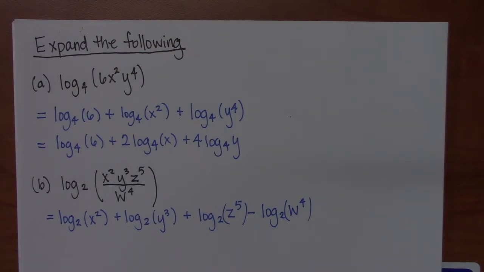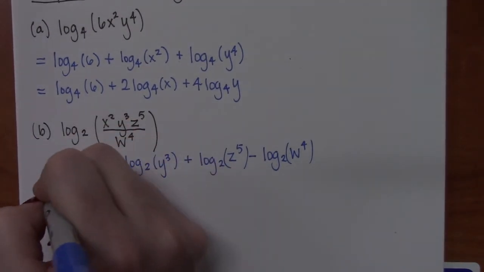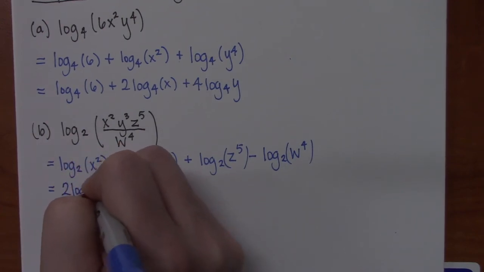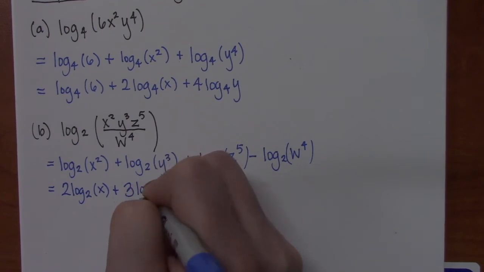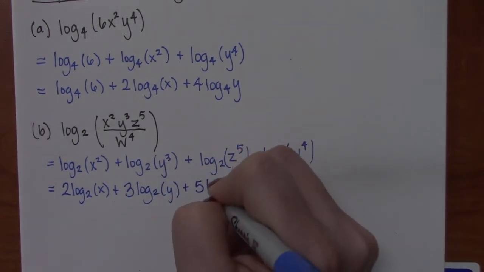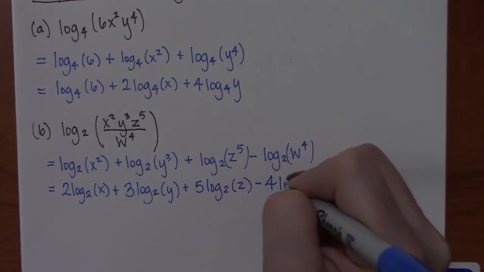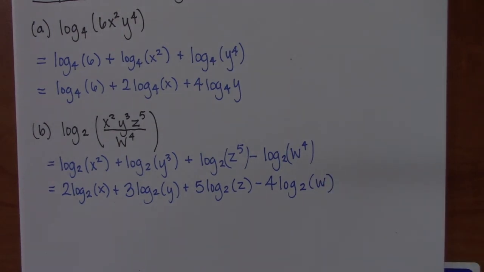We can now pull the coefficients down. It's the last step, and then it's fully expanded. So we'll have 2 log base 2 of x, plus 3 log base 2 of y, plus 5 log base 2 of z, minus 4 log base 2 of w.